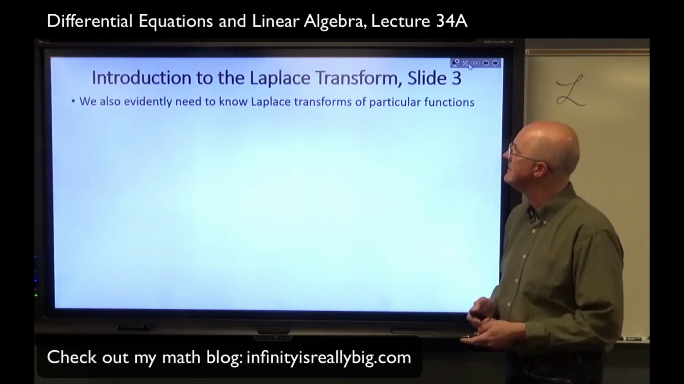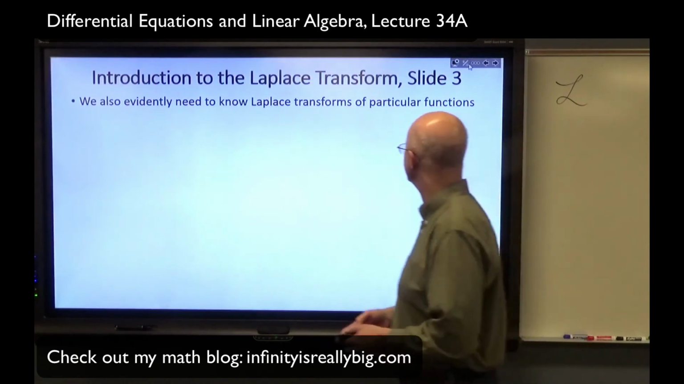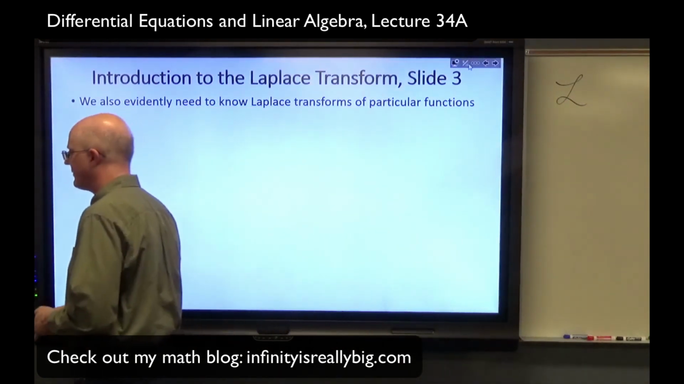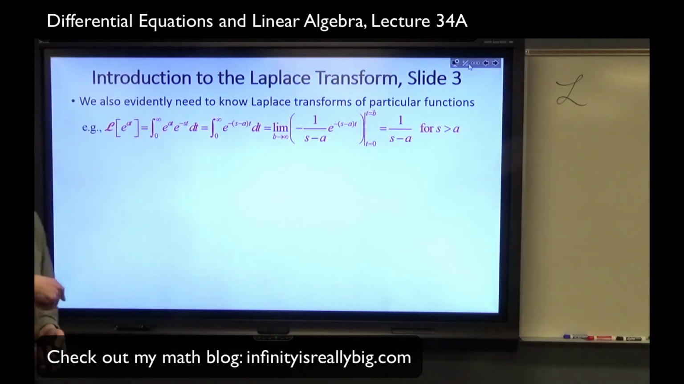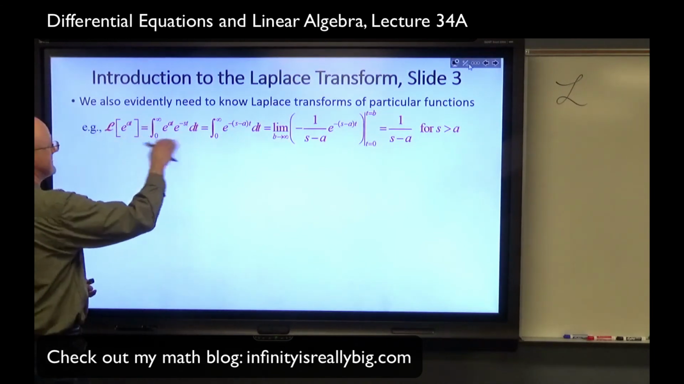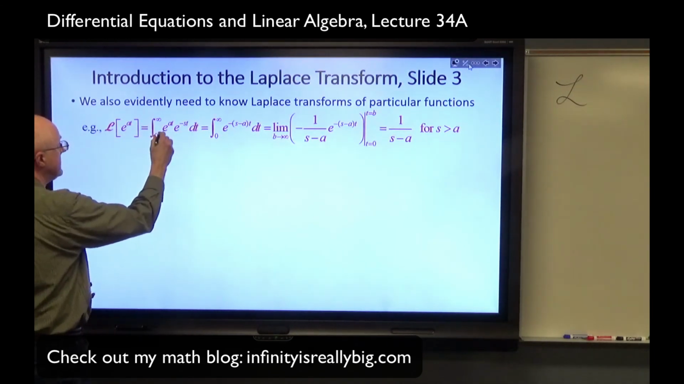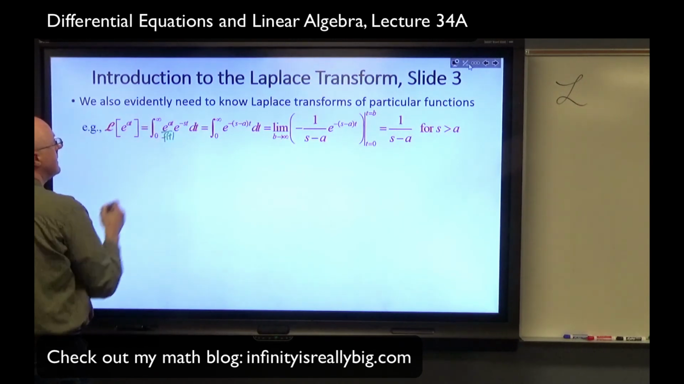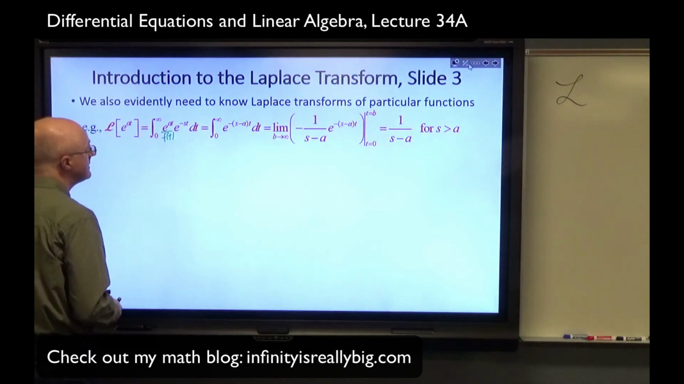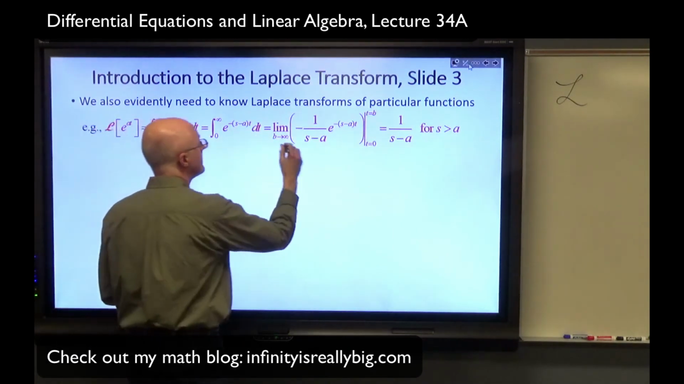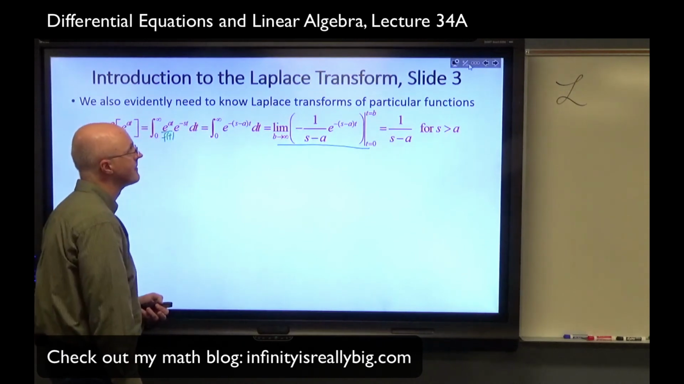Last slide. We also evidently need to know the Laplace transform of particular functions, like if we're going to solve the differential equation is what I'm referring to, like e to the at. In the differential equation, a was negative 2. By definition, the Laplace transform of e to the at is this integral. There's my f of t. Pretend s is a constant as you do the integral. t is the variable for the integral. You can write it like this, which by definition would be this.